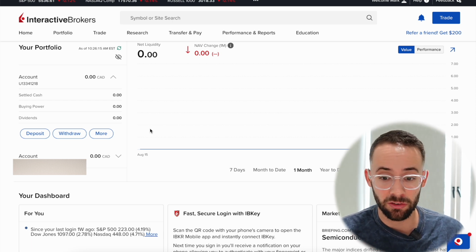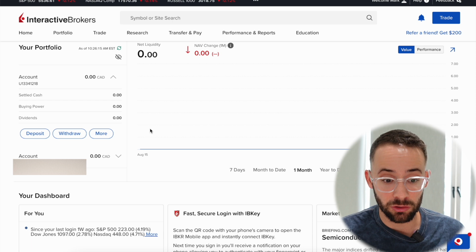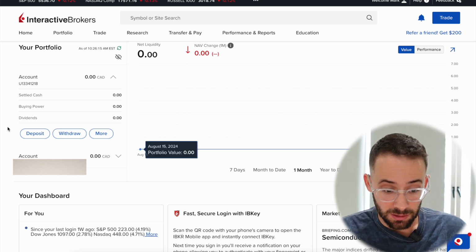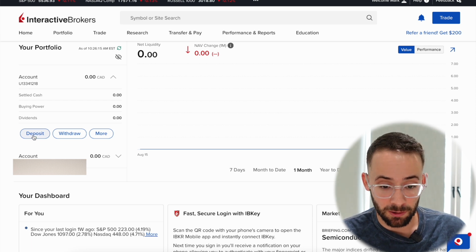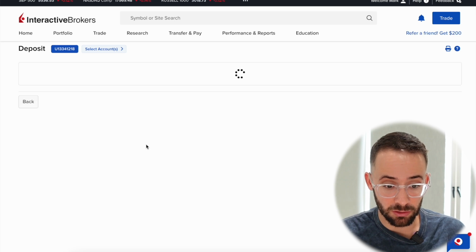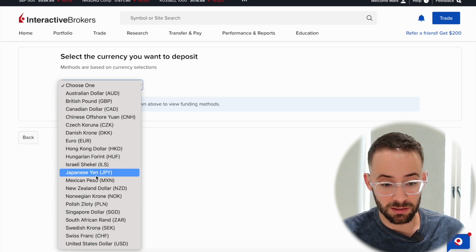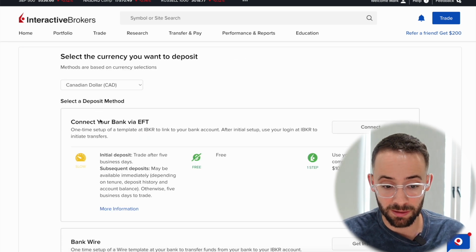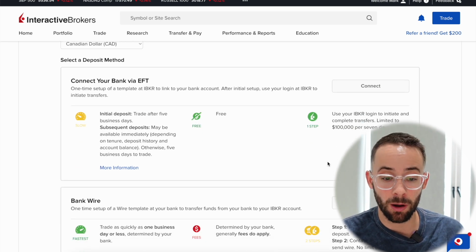Then you'll be able to visit this page here once you log in, where you can actually track your portfolio balance in real time. Now, at this point, the first thing you're going to need to do is hit the deposit button here and actually send some money to your Interactive Brokers account so that you can start trading. Select the currency that you want to make a deposit in. So say, for example, you're going to fund it with Canadian dollars from a Canadian bank account. It will show you the different options.